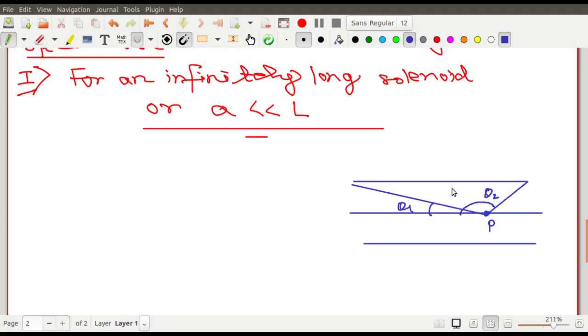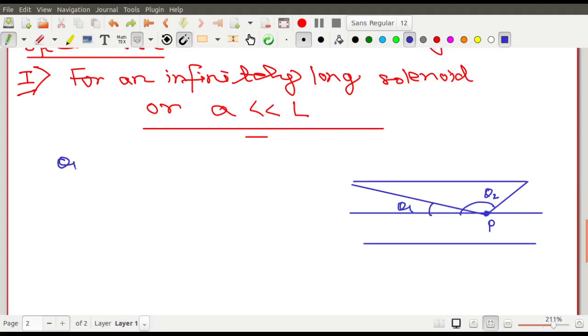Now over here you see that as for an infinitely long solenoid, if I just try to increase this length, then what will happen? This theta 1 will be decreasing, and if I increase the length on this side, then theta 2 is increasing. If I increase the length on the left side, theta 1 decreases, and if I increase the length on the right side, then theta 2 increases.